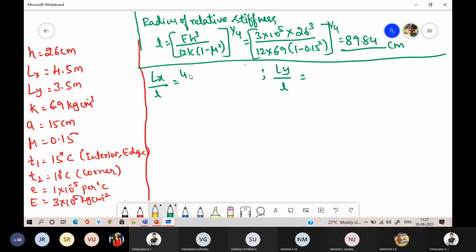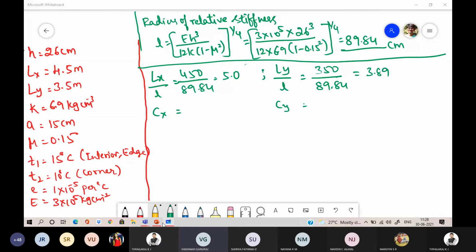So Lx, 450 divided by 89.84; Ly, 350 divided by 89.84. Calculate the value, you will get 5 and 3.89. 450 divided by 89.84 is 5.0, and 350 divided by 89.84 is 3.8. Now, what is the Cx value and Cy? So 0.52 and 0.48.